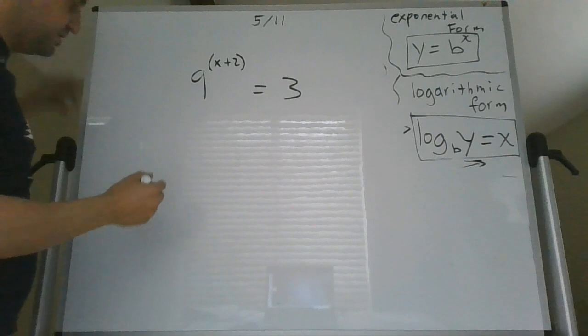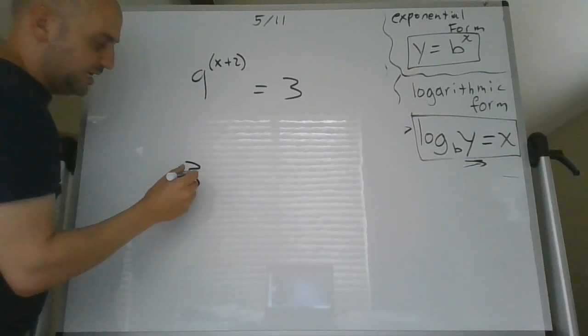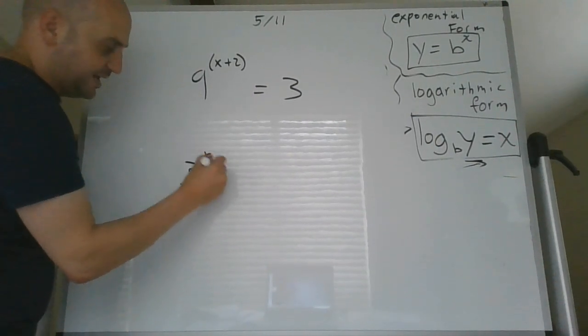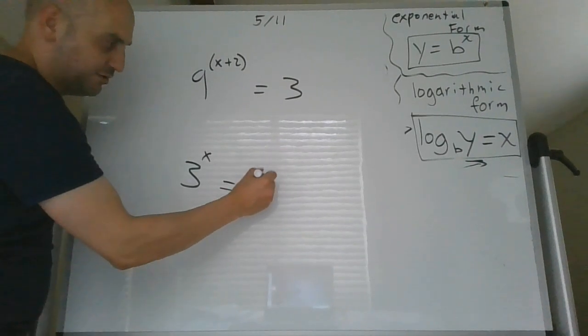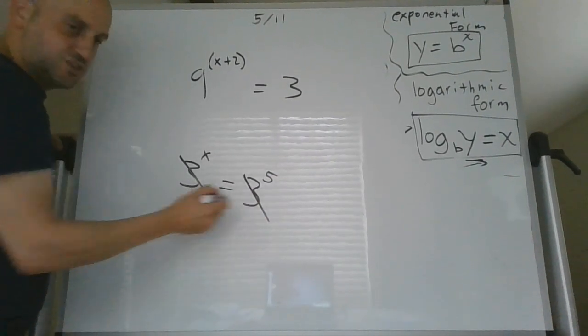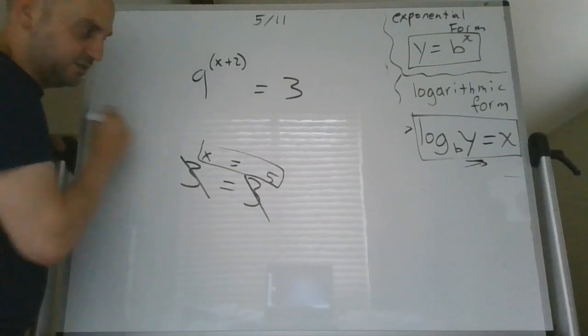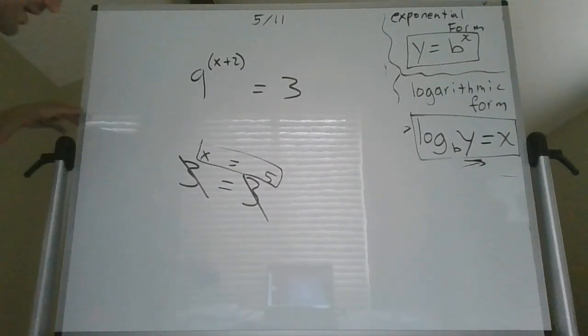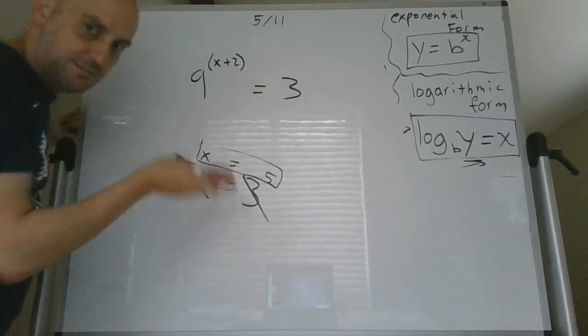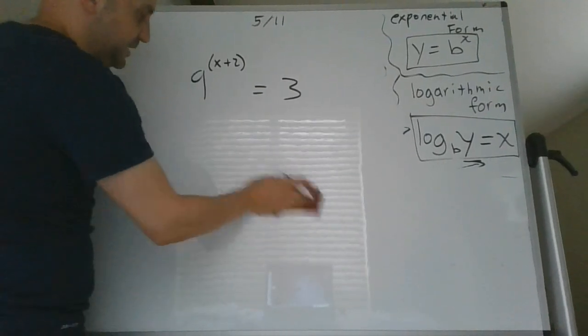To remind you, remember if I had something like 3 to the power of x equals 3 to the power of 5, the bases are the same, I can just cancel them out. Guess what? X equals 5, done. If the bases are the same, you can just make the exponents equal to each other. It's not really canceling.